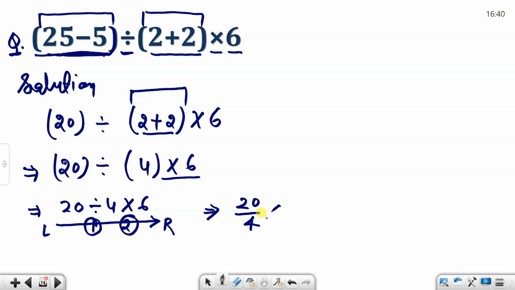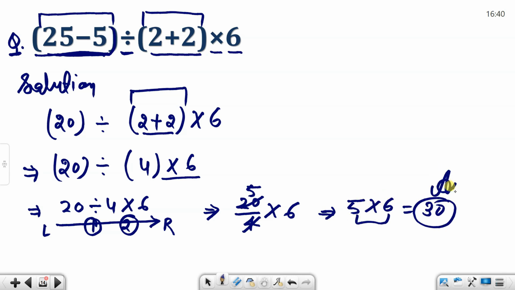20 divided by 4 times 6. 20 divided by 4 is 5. Now, if we solve further, 5 times 6 becomes 30. This is the right answer.